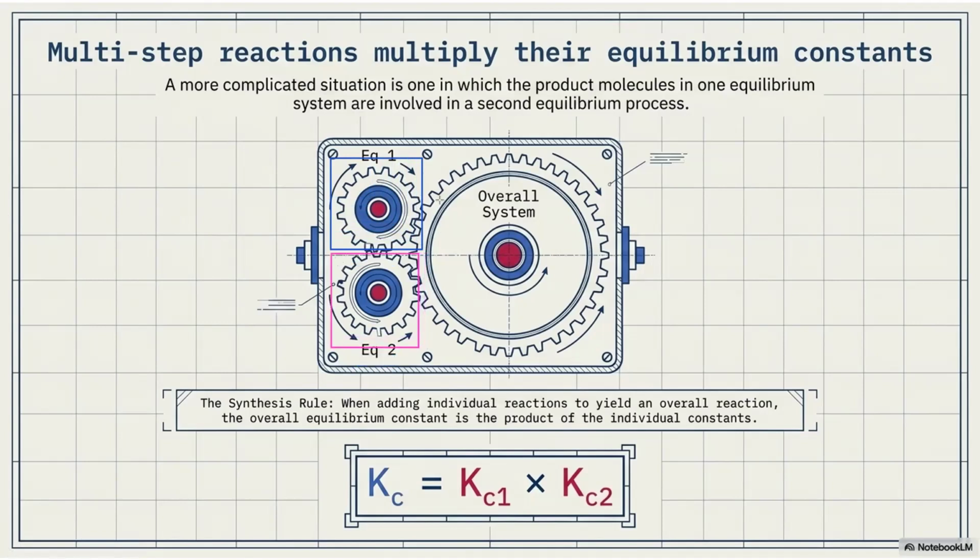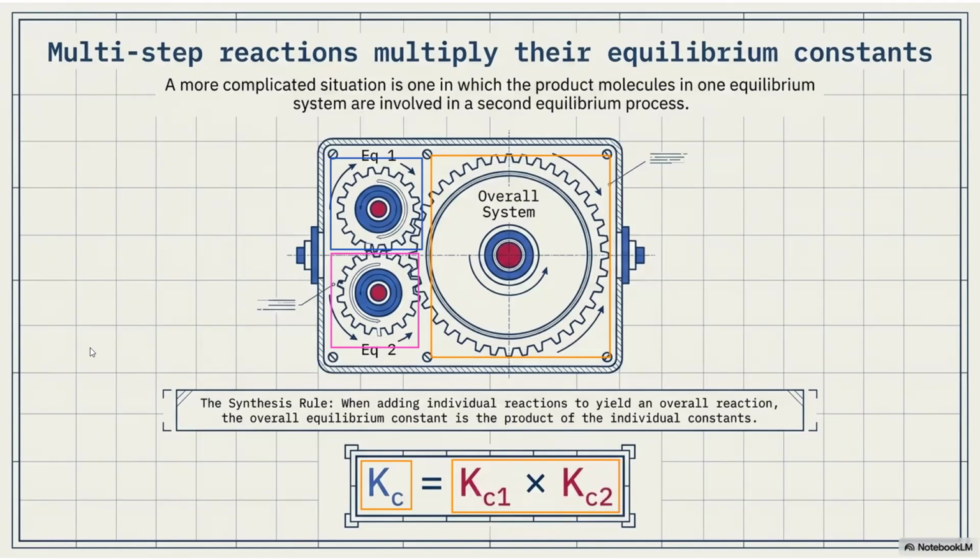Both of them will somehow influence the overall system of the reactions, and therefore it is important for us to relate the two different chemical equilibria. So for example, in this case, you have Kc equals Kc1 times Kc2. So what does that mean?